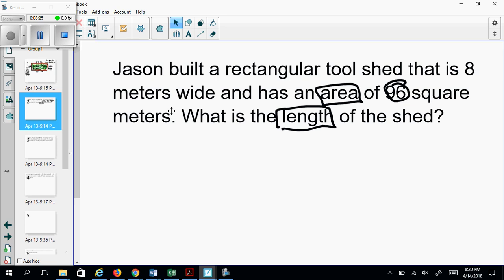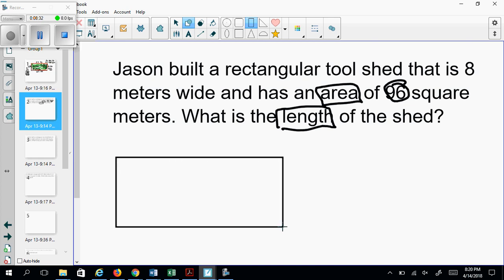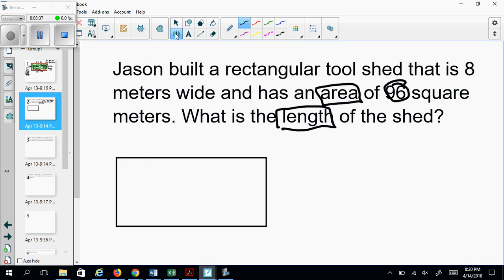So what we're going to do is draw a rectangle because it says a rectangular tool shed. And then it says that the width is 8 meters. And we need to find the length. We don't know what that is, so I'm going to put X, because it's an unknown. The area is 96 square meters.